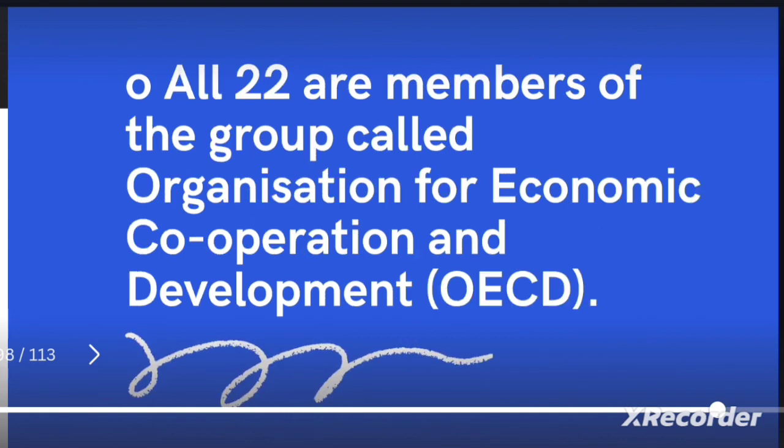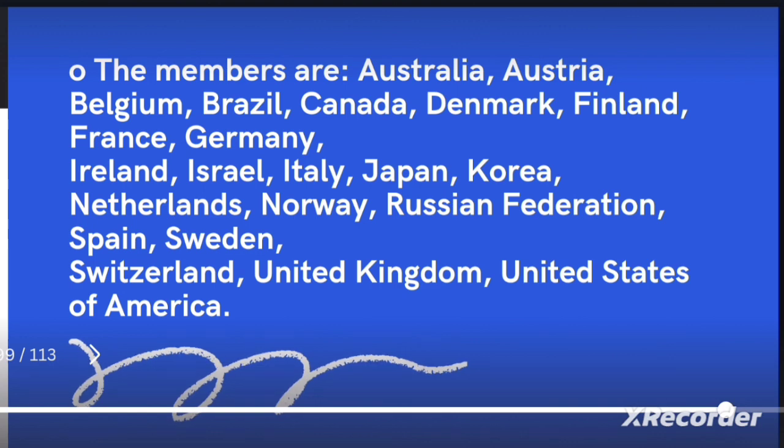All 22 members of the group are part of the Organization for Economic Cooperation and Development. The members are Australia, Austria, Belgium, Brazil, Canada, Denmark, Finland, France, Germany, Ireland, Israel, Italy, Japan, Korea, Netherlands, Norway, Russian Federation, Spain, Sweden, Switzerland, United Kingdom, United States of America.